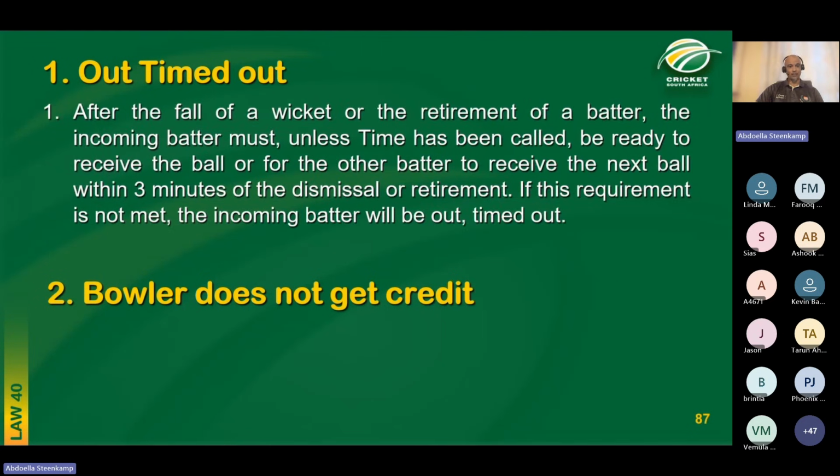According to law, and I emphasize according to law, as soon as a wicket falls or a batter retires, the incoming batter must be ready to receive the ball, or for the other batter to be ready, within 3 minutes of the dismissal or the retirement. And if this requirement is not met, i.e. if the batter is not there within 3 minutes, and if there was an appeal, the incoming batter is to be given out, timed out. And the bowler does not get credit for a timed out wicket.